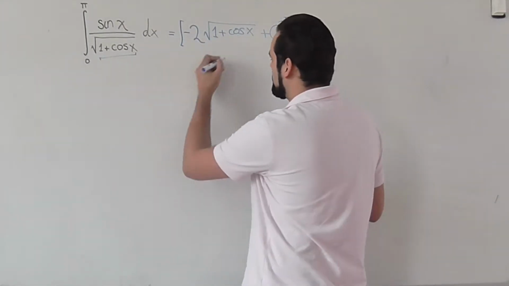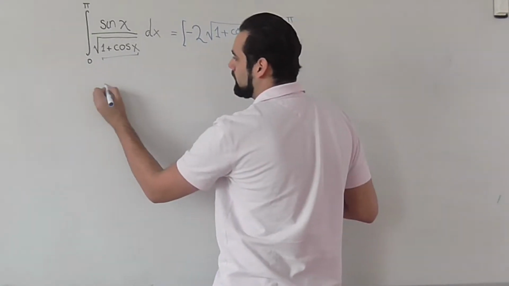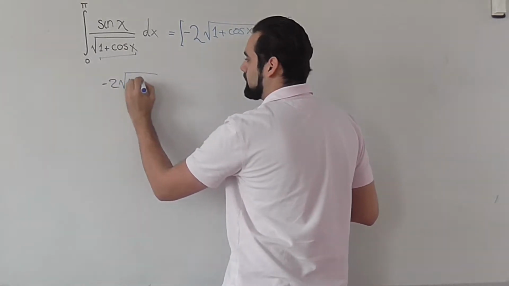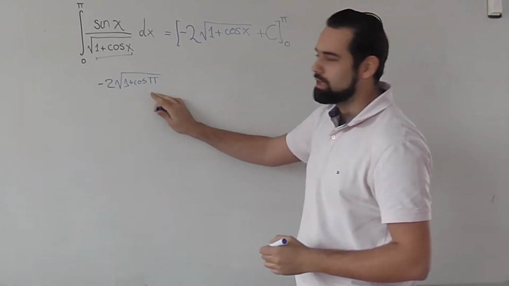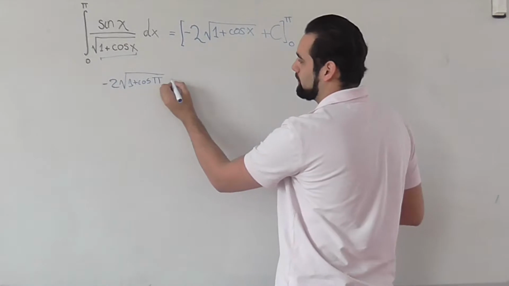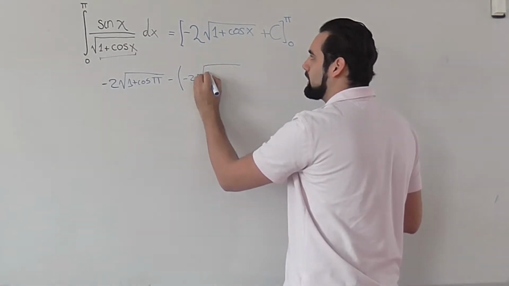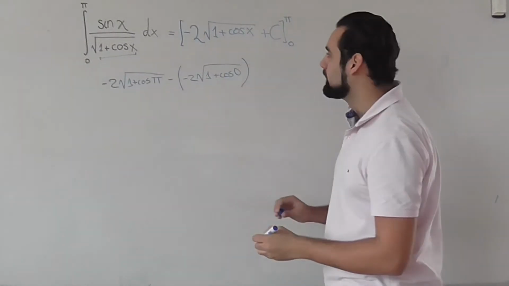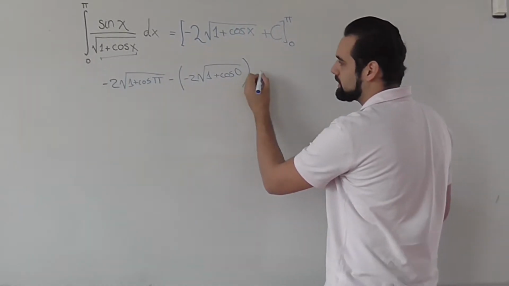So what we're going to do is take this expression, and this x is now going to be pi. So minus 2 square root of 1 plus the cosine of pi. Note that we are talking in radians in this exercise, and then because it's a difference we put a minus, and then the same expression again, but instead of pi we use 0, and then we just solve the exercise.